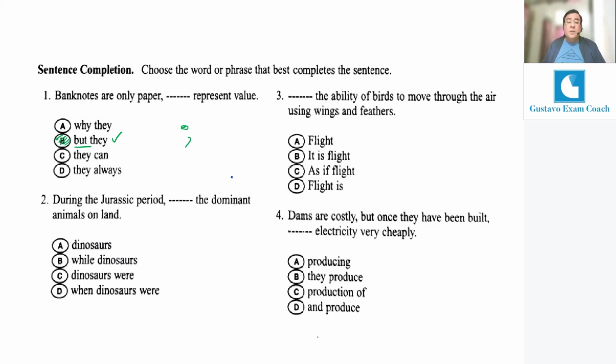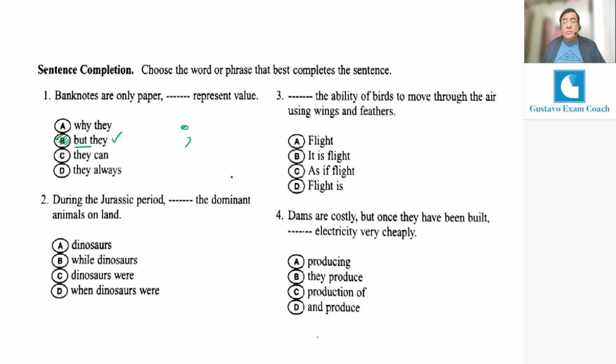Question 2. During the Jurassic period, comma, and we say something here, the dominant animals on land. So let's try one at a time. During the Jurassic period, comma, dinosaurs, the dominant animals on land, there's no subject. No clause at all, because there's no subject and conjugated verb. If we say dinosaurs, the dominant animals, okay, they could be the subject, but what about the action verb? No action verb.